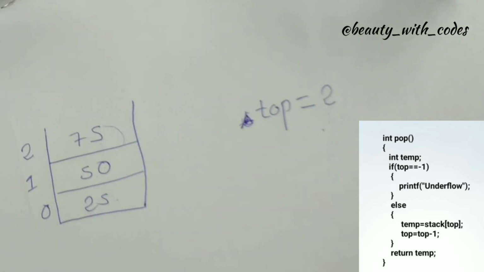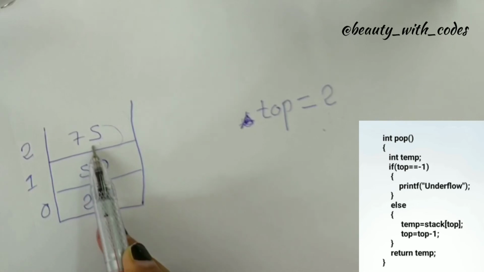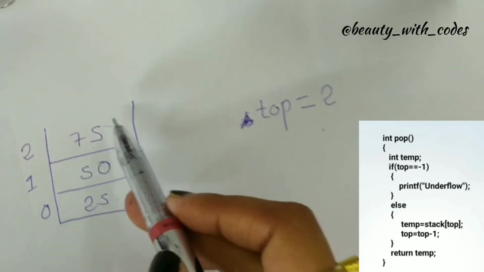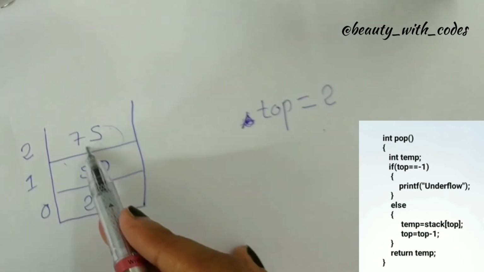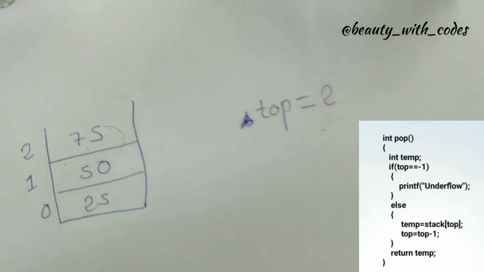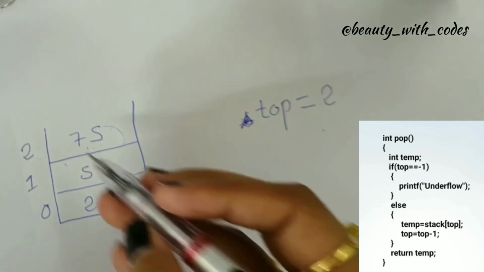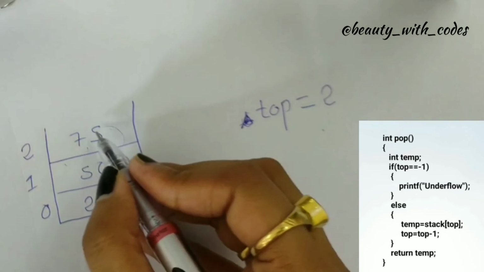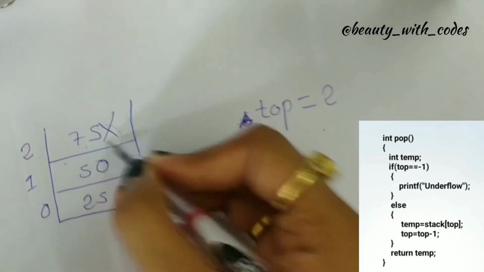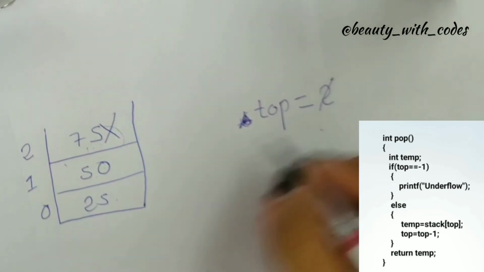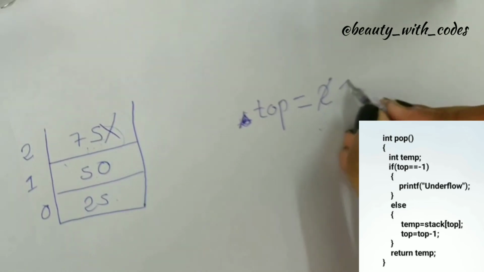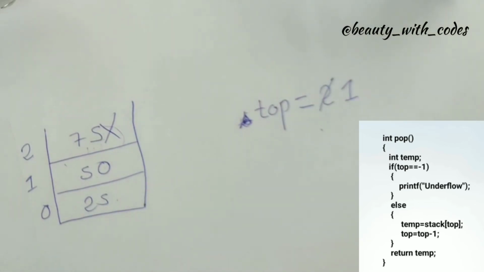Why? Because stack follows a special pattern called LIFO, or last in first out. So this is the last element to be inserted in your stack, isn't it? So this will be the first element to be popped out, isn't it? So yes, this is going to be popped out from your stack. It means now your top is not 2, it's 1, isn't it? So now your top is 1.